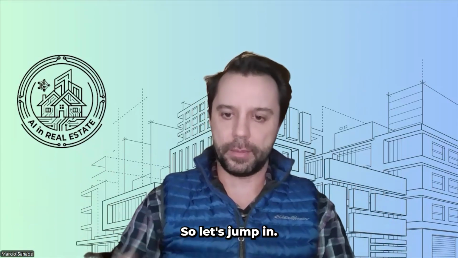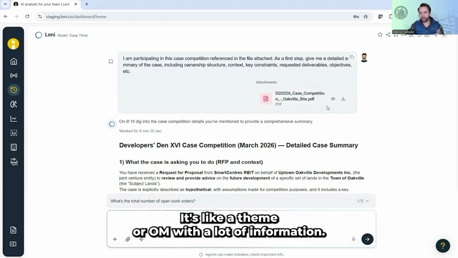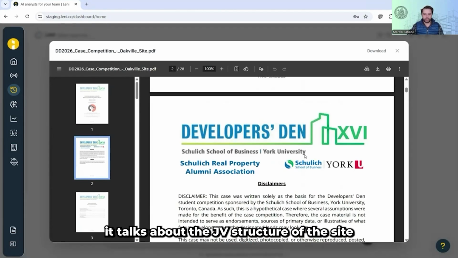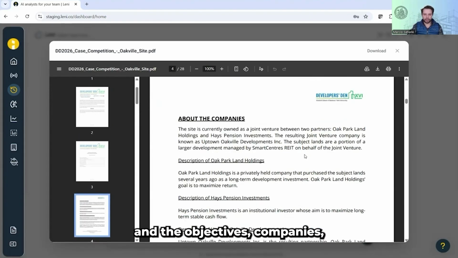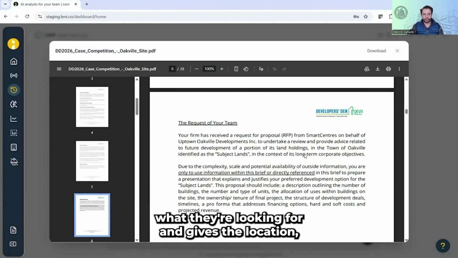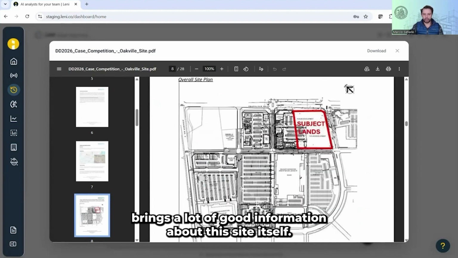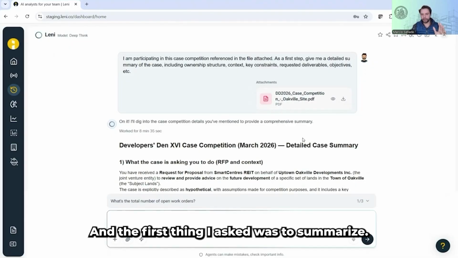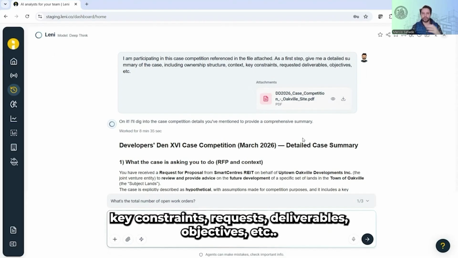So let's jump in. What I did here, I uploaded this document. It's like a SIM or OM with a lot of information. And we can scroll down a little bit. It talks about the JV structure of the sites and the objectives, companies, what they're looking for, and gives the location, and brings a lot of good information about the site itself. And the first thing I asked was to summarize. So give me a detailed summary of the case, including ownership structure, context, key constraints, requested deliverables, objectives, etc.